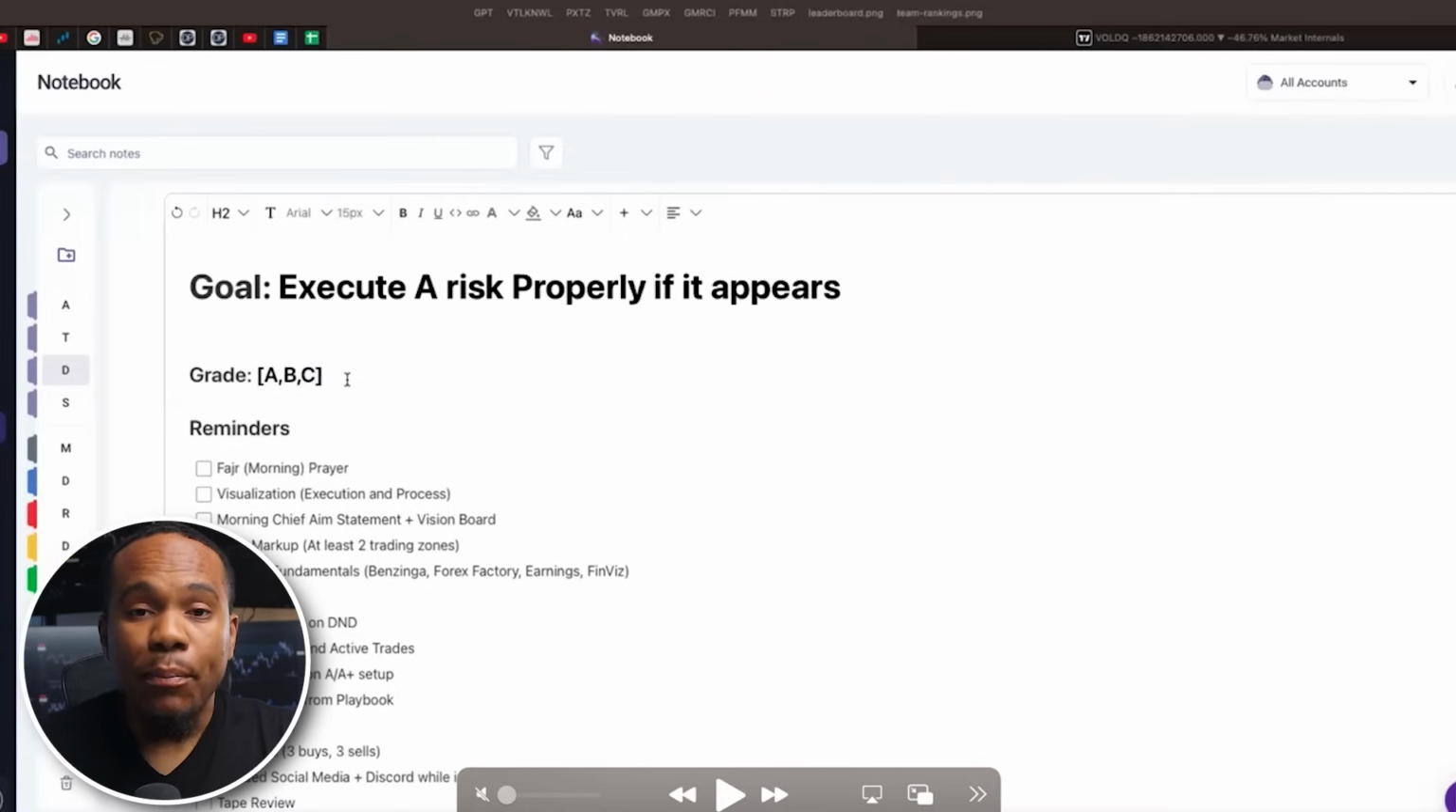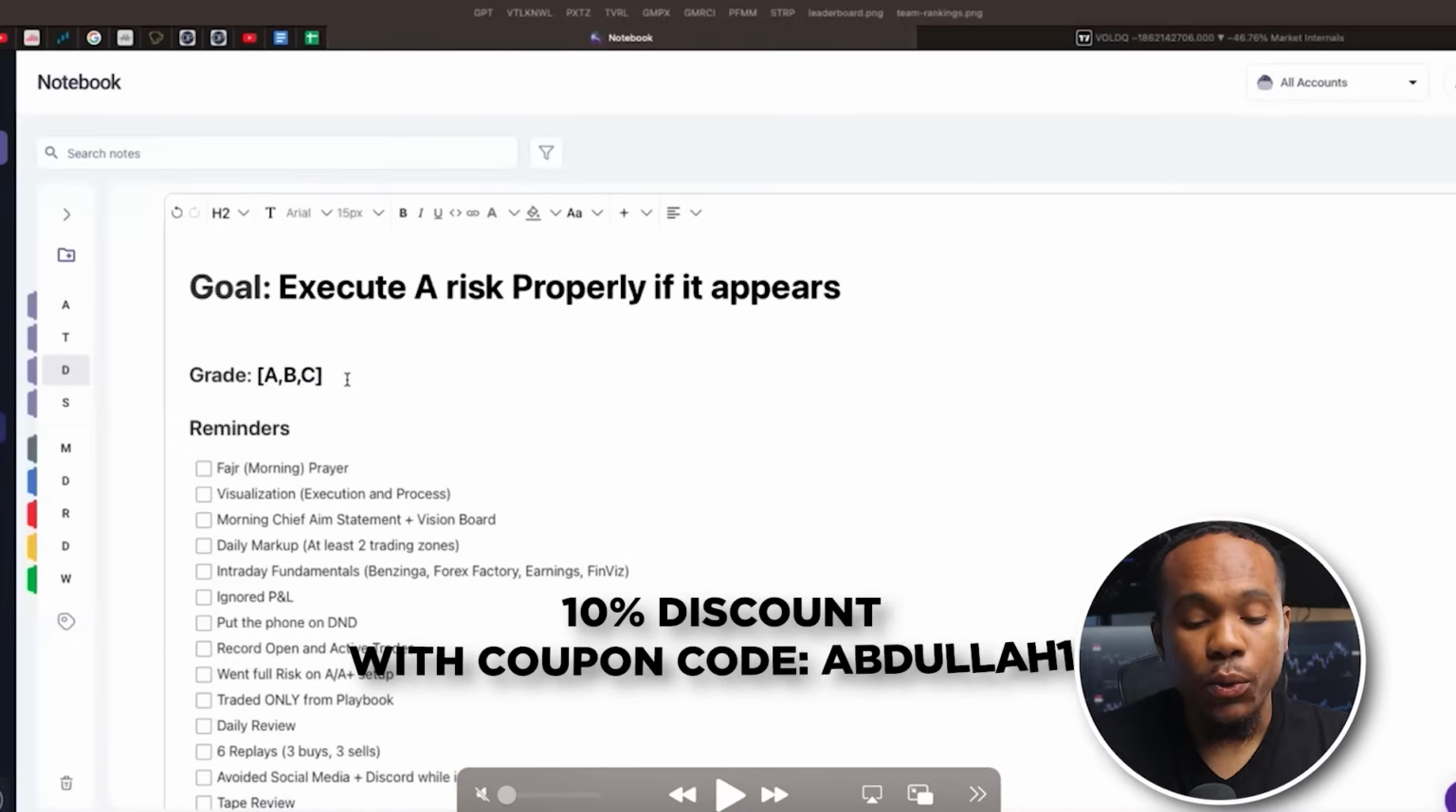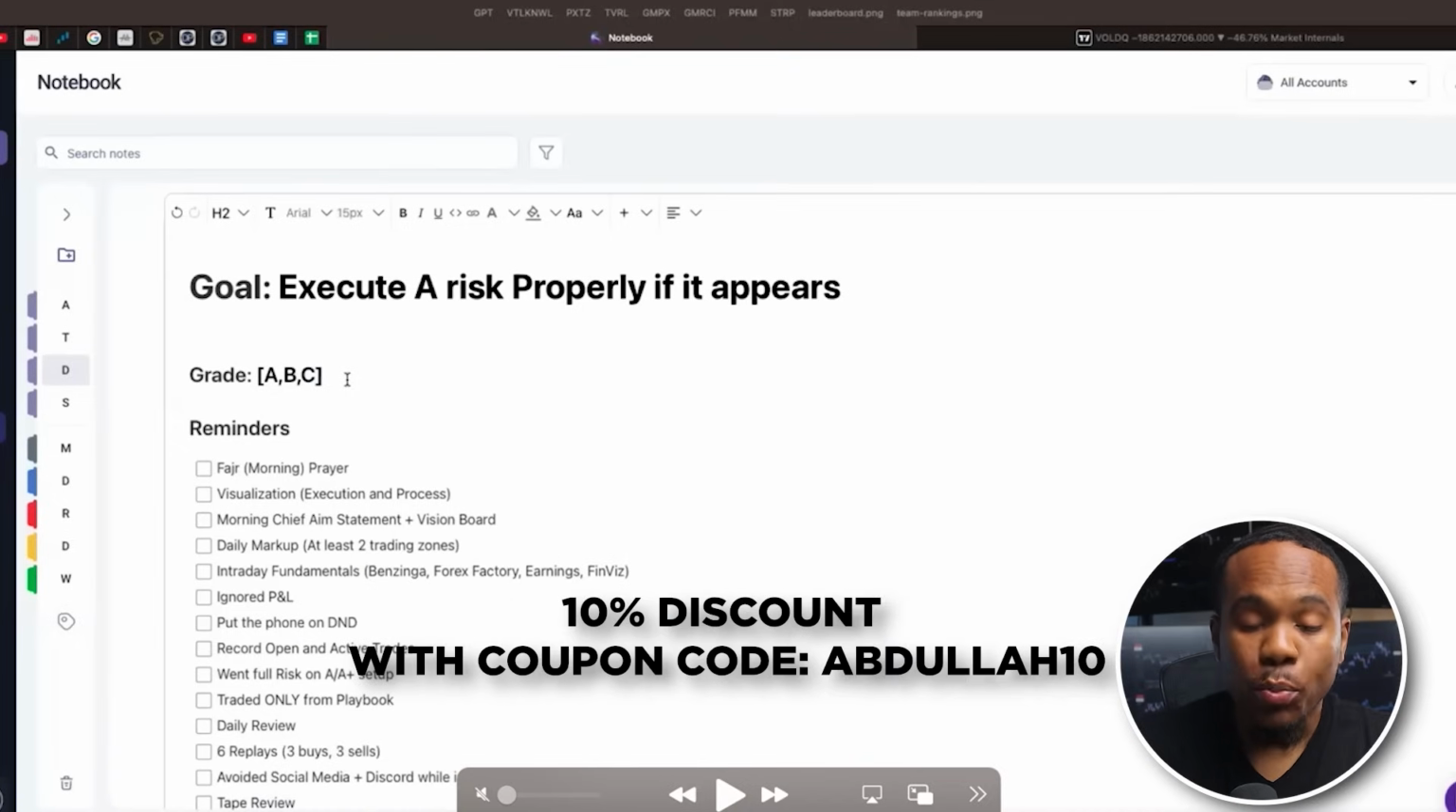So the first thing I did, I popped open TradeZella. There's a 10% discount if you use my code, but I use TradeZella and I store my daily report card there. I have a template. I just click a button and then that template is populated.